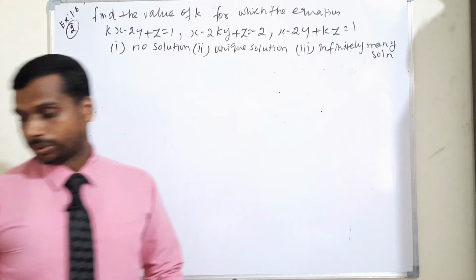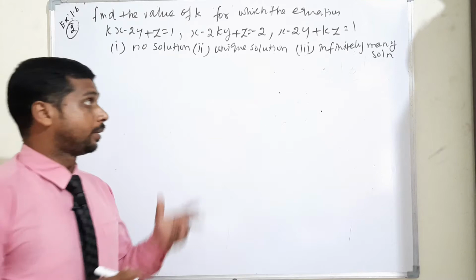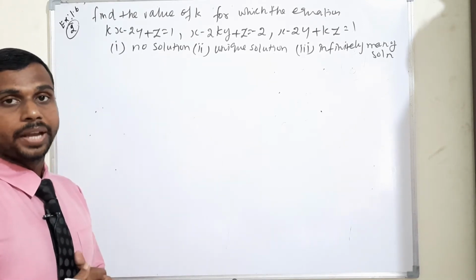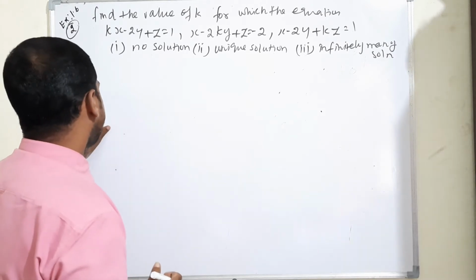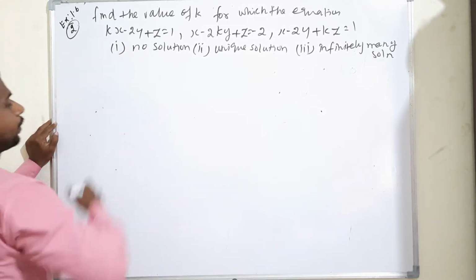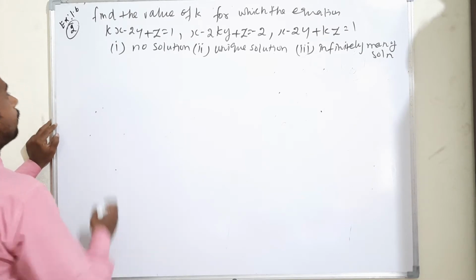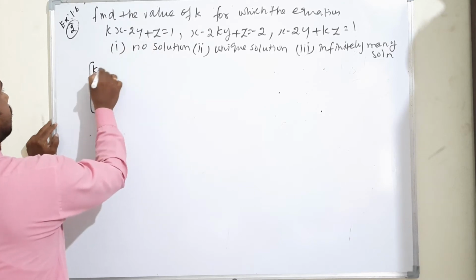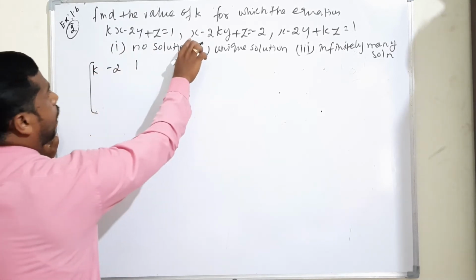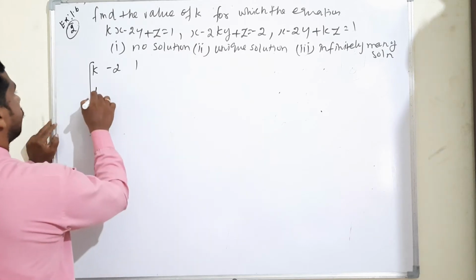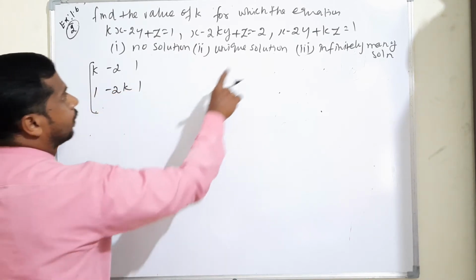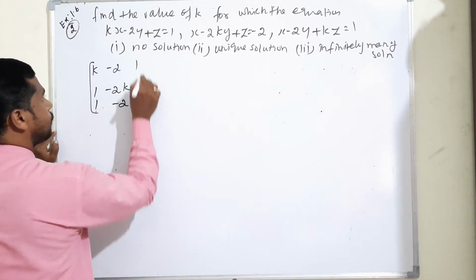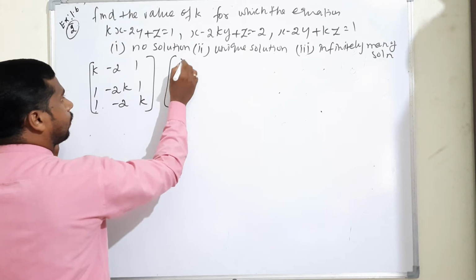Infinitely many solutions. The same condition, important question, very important. Last year it was also repeated 2 or 3 times. First, for the same condition, we arrange each and every equation in the a, x and b form. First condition, the matrix A is: k minus 2, 1, 1; 1, minus 2k, 1; 1, 1, minus 2, k.